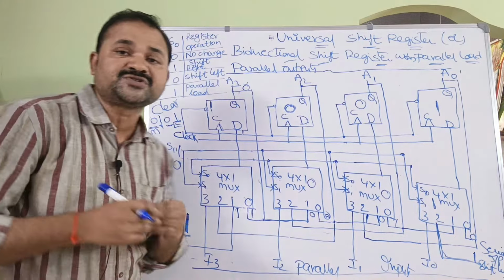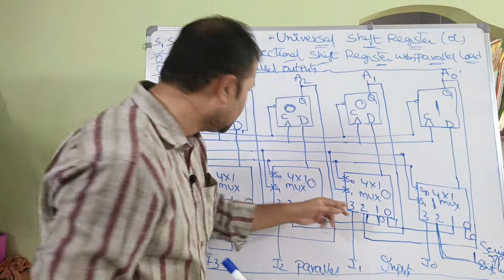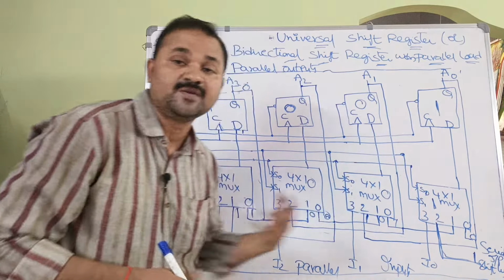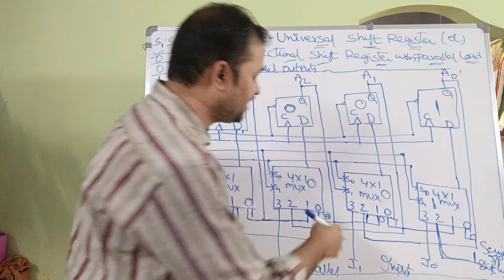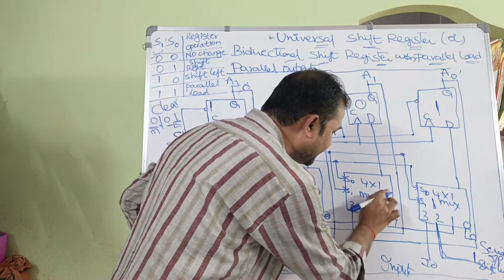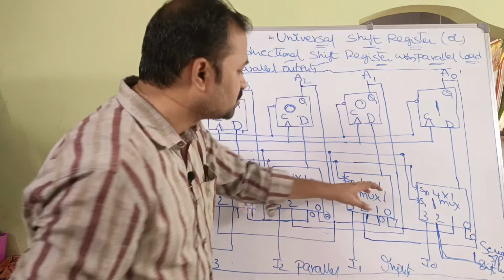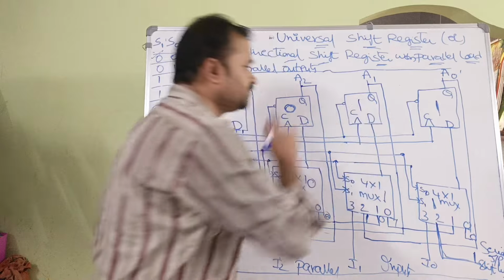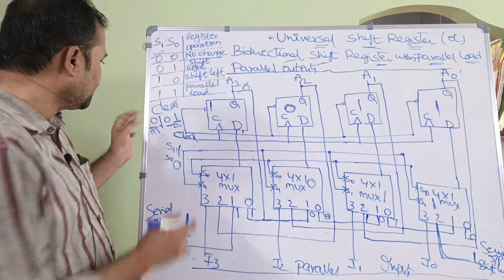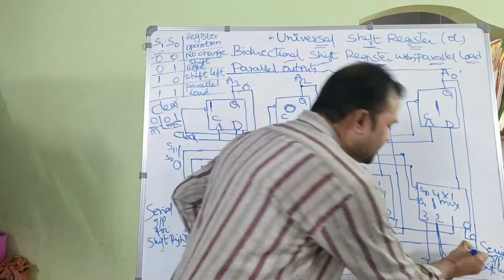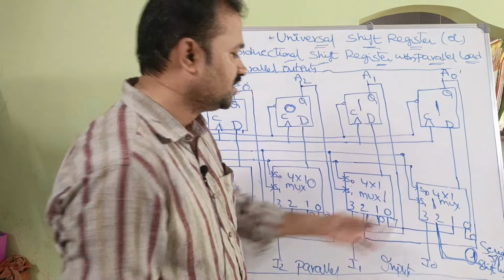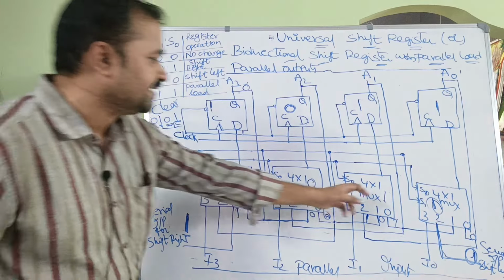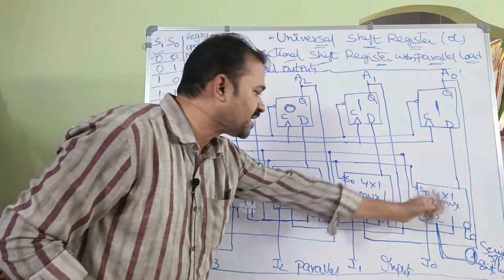If the selection inputs are 1 0, then what will happen? The second data input line will be activated and selected. So now the multiplexer contains 1, and that 1 will be passed as input to the D flip-flop. Now the flip-flop contains 1. Now what is the serial input? 0 is the serial input. So that 0 will be shifted in. After 2 clock pulses, this flip-flop contains 1 and this flip-flop contains 0.